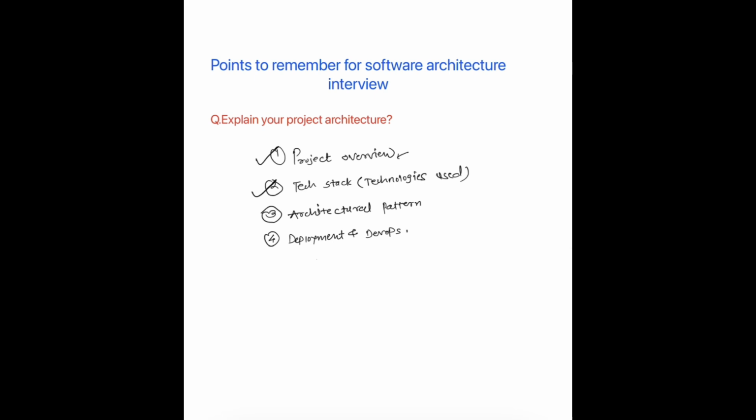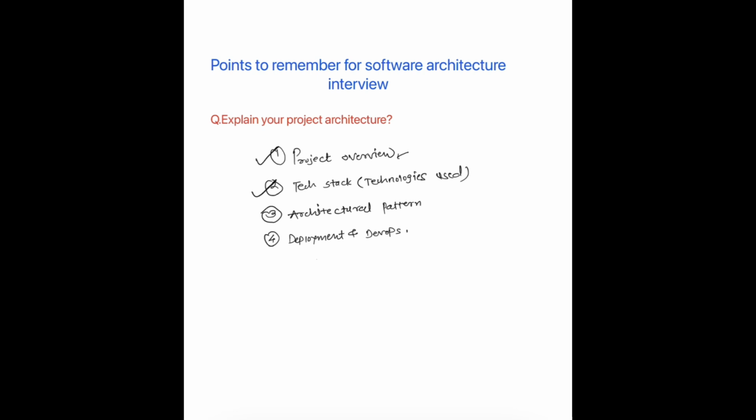For example, in that interview you mention: we use React for the front end, Spring Boot for the back end, and MySQL as the primary database. For caching, we used Redis, and for message processing, we used Kafka, and that is integrated in the application. This way, you can add a tech stack for your particular project.